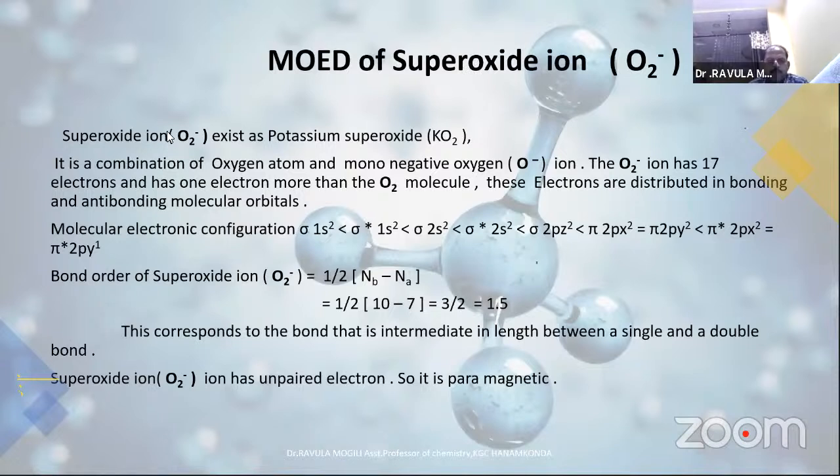O2 minus, this is a superoxide ion, exists as potassium superoxide. So these superoxides can be used in submarines, to produce oxygen.